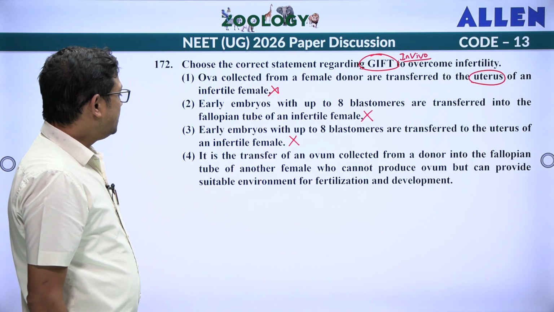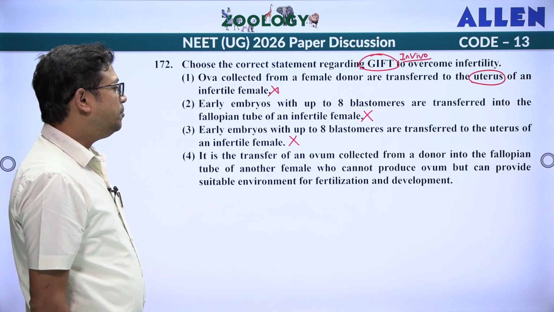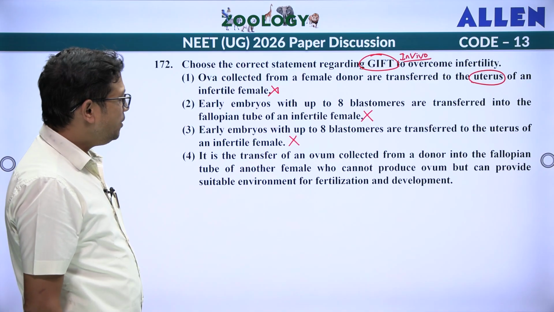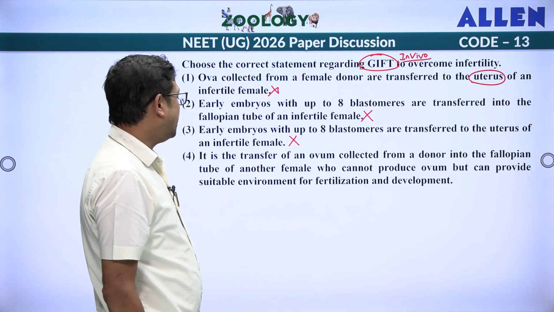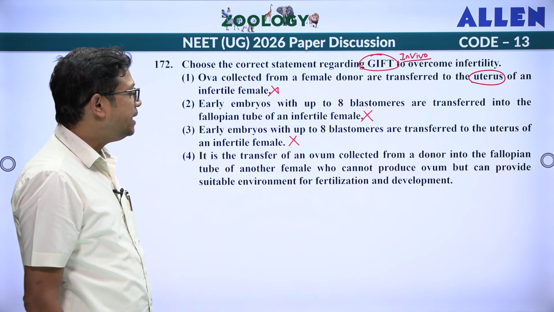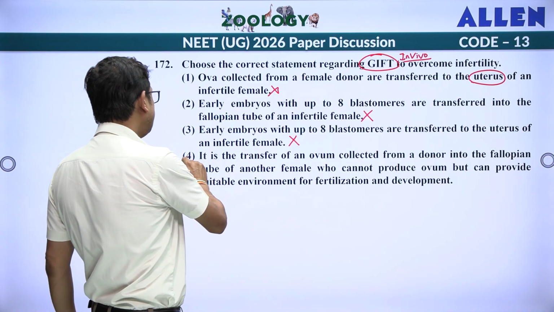It is the transfer of ovum collected from a donor into the fallopian tube of another female who cannot produce ovum but can provide the suitable environment for fertilization and development. The answer is the fourth one.